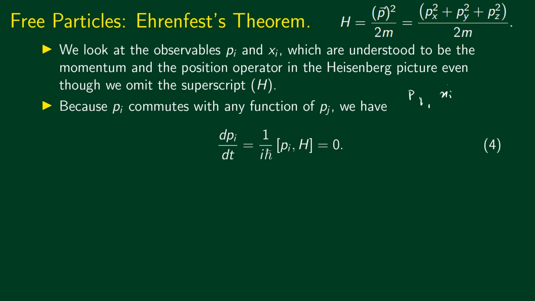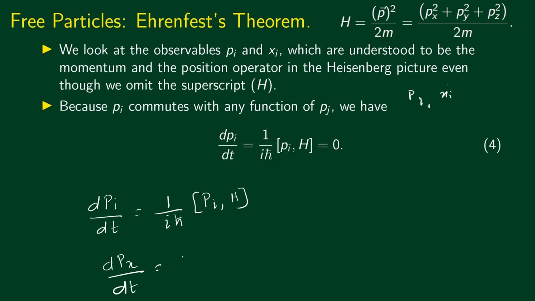Now let's find the equation of motion, the Heisenberg equation of motion for the observable pi. We know that we can find this as dpi by dt is equal to 1 divided by ih bar multiplied by the commutator of pi with the Hamiltonian. For example, if i is equal to 1, we are talking about this equation: dpx by dt is equal to 1 divided by ih bar, the commutator of px with the Hamiltonian. And what's the Hamiltonian? It's px square plus py square plus pz square divided by 2m.